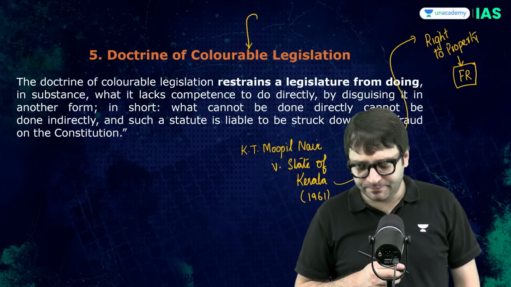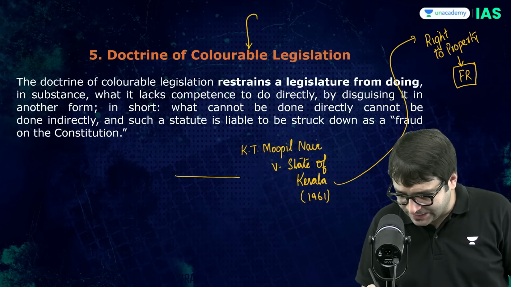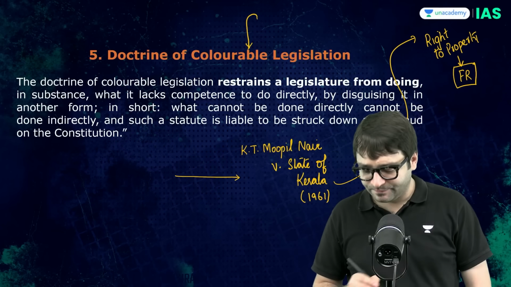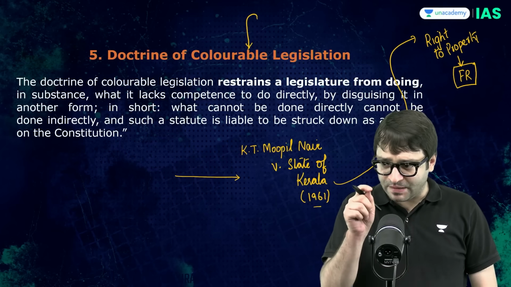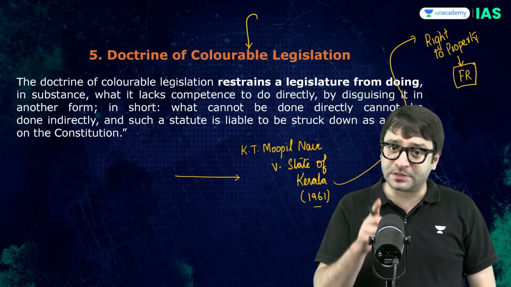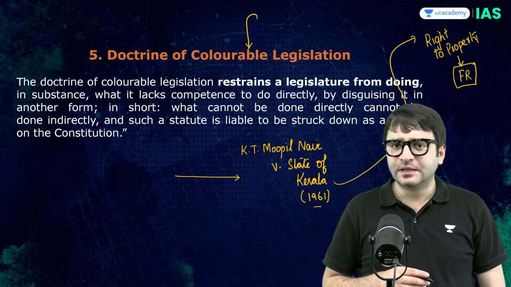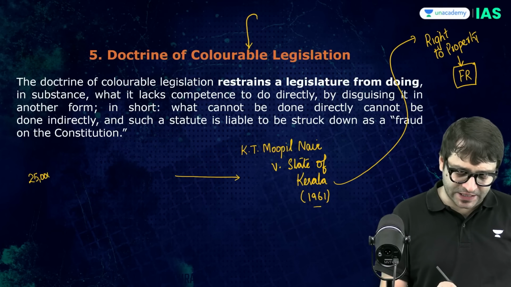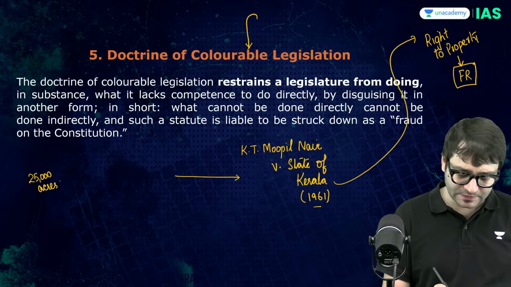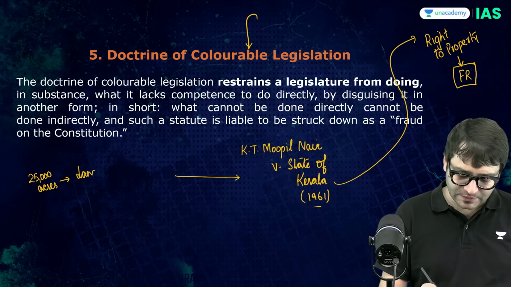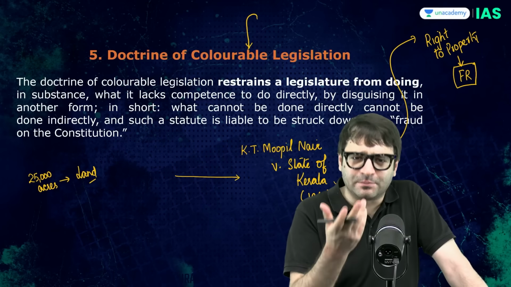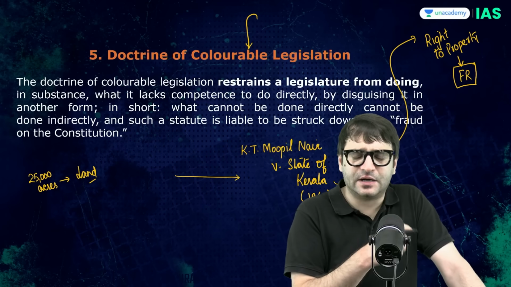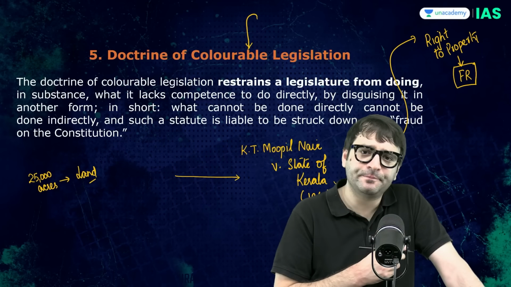But be that as it may, in KT Moopil Nair v. State of Kerala, 1961, and remember this period, right to property is still a fundamental right. The petitioner had 25,000 acres of land, which was considered to be the farmland, or the forest land, or the government land.